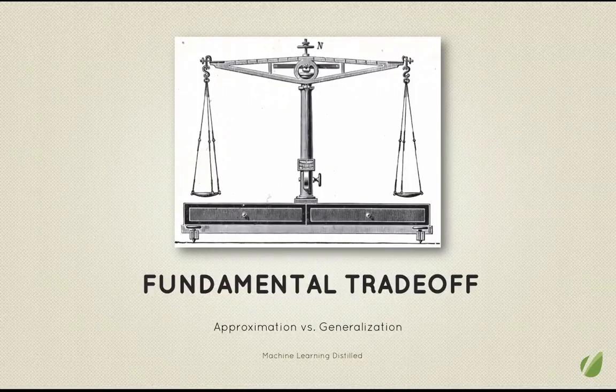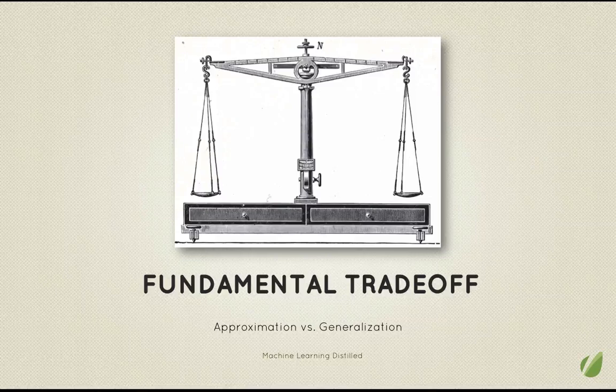The next thing I'd like to think about is the fundamental trade-off in machine learning. This comes up over and over again, so I wanted to explain it on the front end. There is this trade-off that exists between approximation and generalization. And what I mean by that is approximation is the ability of some model to very precisely approximate the data that we've given it, the training data.